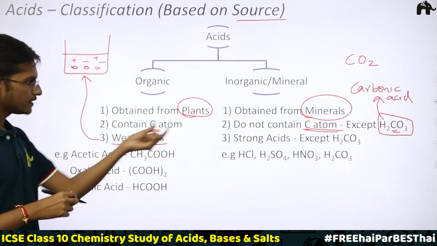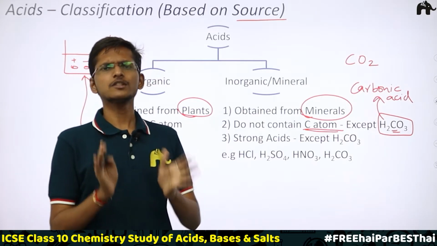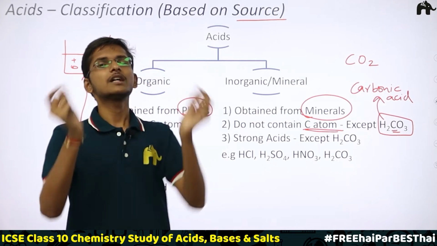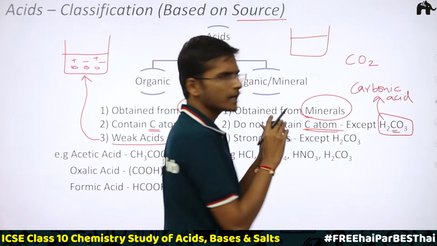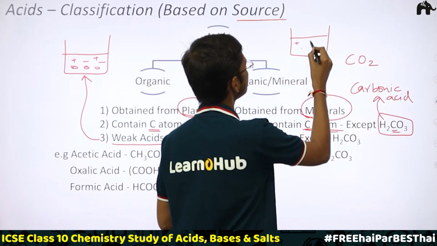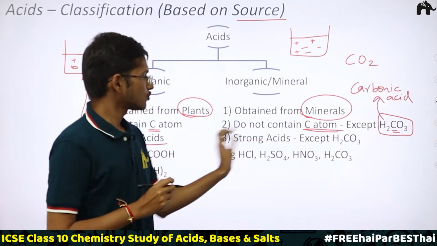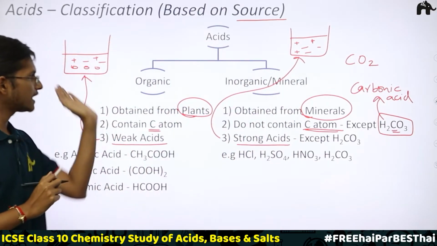And in the case of strong acids, we know they ionize completely, which means all the molecules of strong acids split up into charged ions. So their solutions won't have any molecules left. There would only be charged ions in their solutions. So this point you have to add in the previous slide, same as the weak acids point.